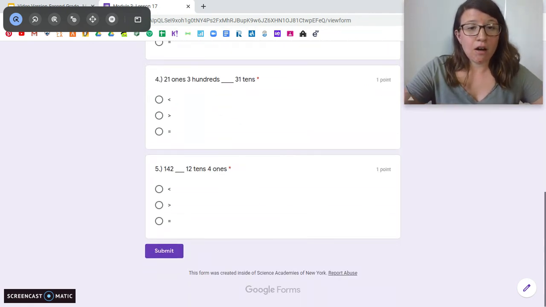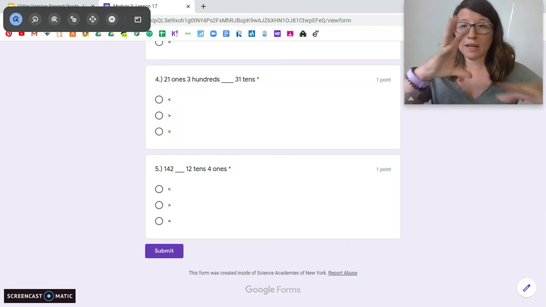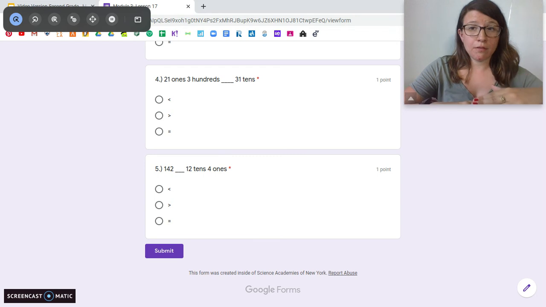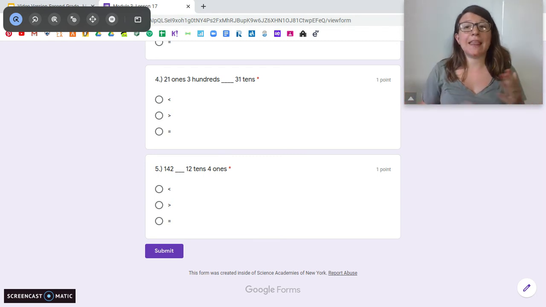Okay? There are 5 problems today. Again, a mixture of the different types of the ways we write numbers. So solve them, figure out what the number is, and then compare.